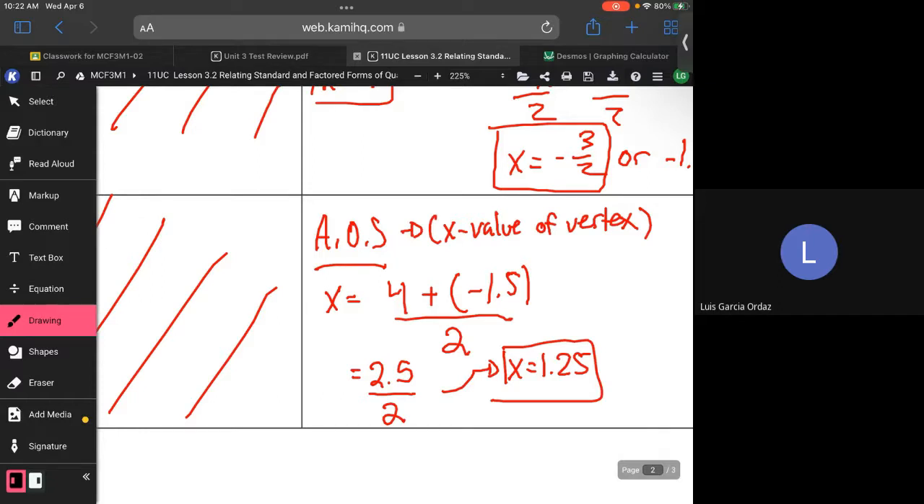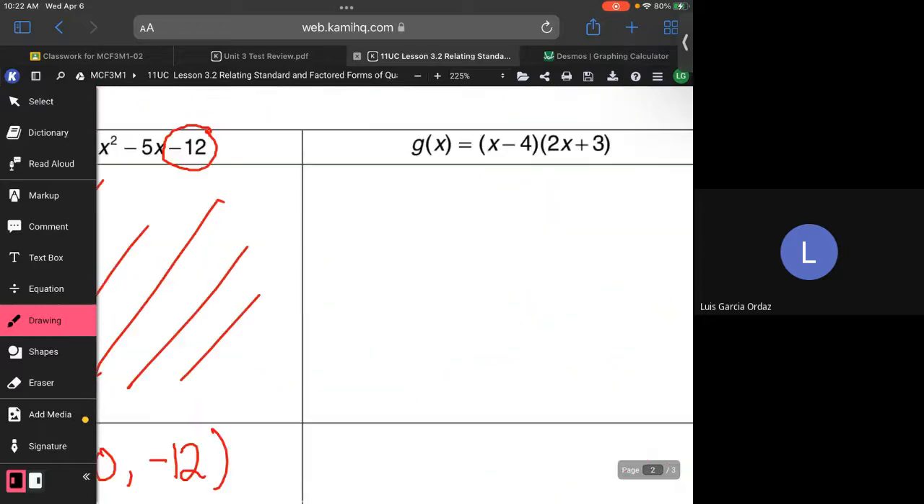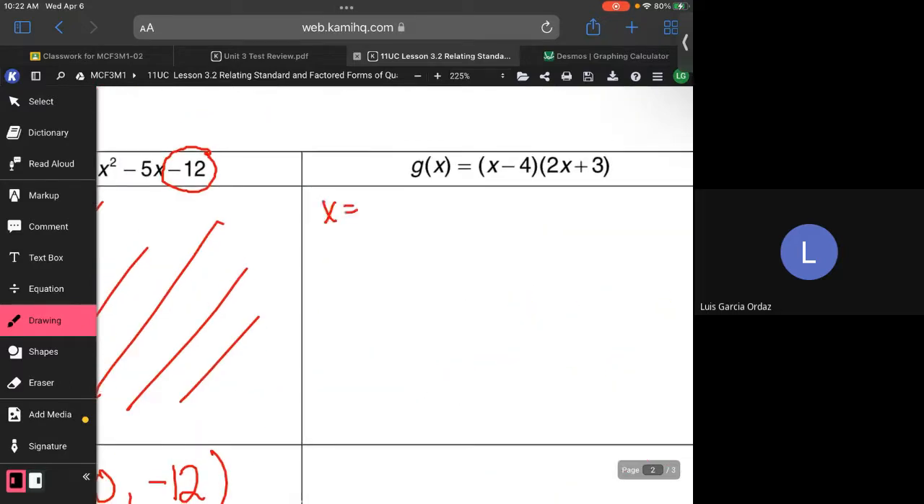So now in order for me to find my whole vertex, what do I have to do with x equal to 1.25? What do you think I'm going to do with that in the equation? You put it in for x. So wherever you see x in your factored form, you're going to plug in 1.25, and that's going to give you the y value of your vertex. So g at 1.25 is equal to (1.25 minus 4) times (2 times 1.25 plus 3).